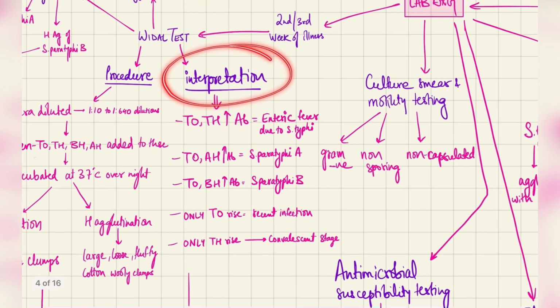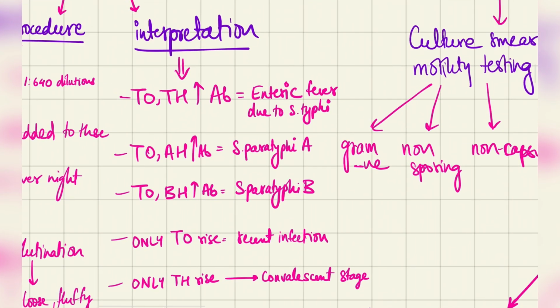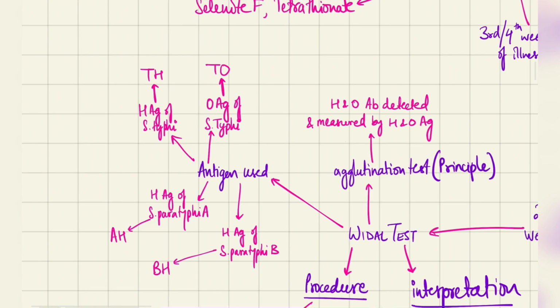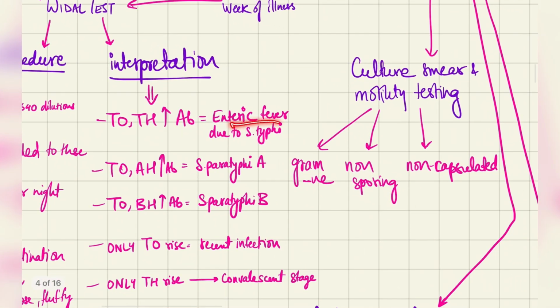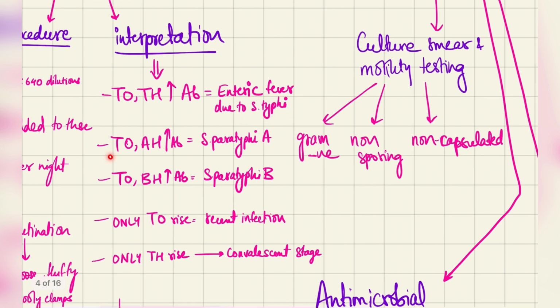The interpretation. How do you interpret this? What if we're getting an agglutination? If there is an increase in the TO or TH antibodies, this indicates that enteric fever has occurred because of Salmonella typhi. Because TO and TH, as you can see, are for the O antigen and H antigen of typhi. So if TO, TH are elevated, it is enteric fever due to typhi. Similarly, TO and AH elevated, antibodies elevated due to paratyphi A. TO and BH elevated, paratyphi B.